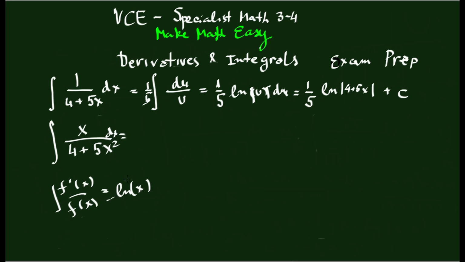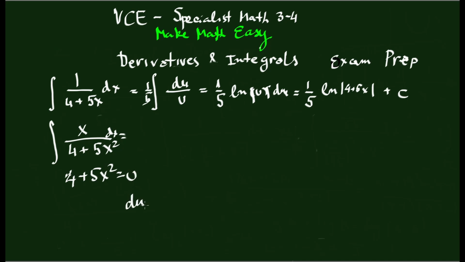So we can do a substitution. So what we're going to do, we will make 4 plus 5x squared to be our u, then our du becomes 5x dx. So x dx becomes 1/5 of du.